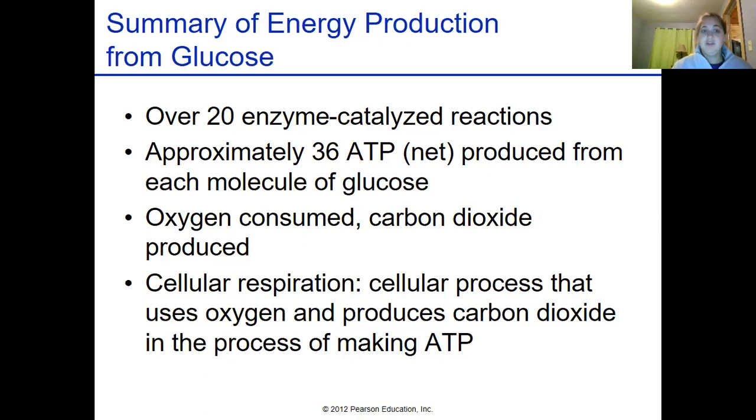Okay, so a summary of energy production from glucose. There are over 20 enzymes that catalyze reactions. There's approximately 36 ATP produced from each molecule of glucose. Oxygen consumed, carbon dioxide produced. Pretty easy. So oxygen's consumed and carbon dioxide is produced from that. Cellular respiration is that process that uses oxygen and produces carbon dioxide in the process of making ATP. So it's part of that byproduct.